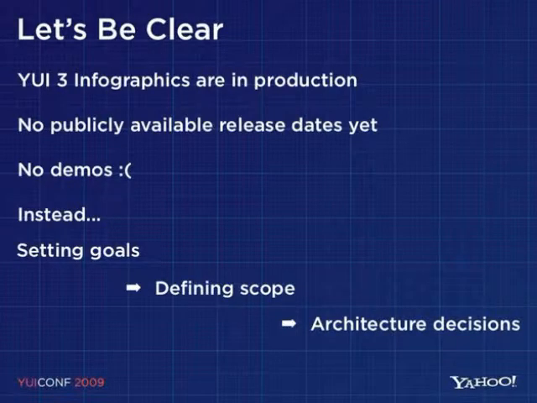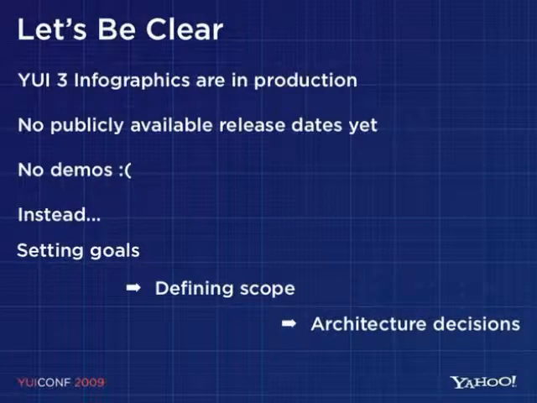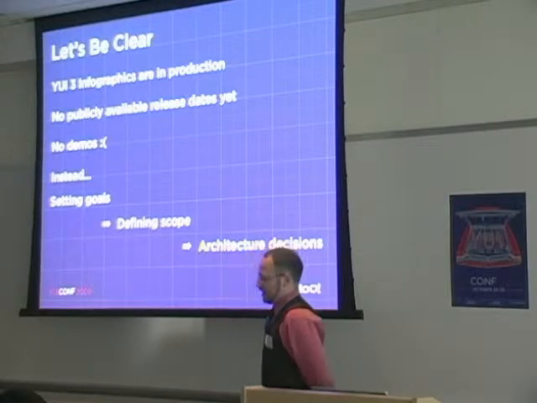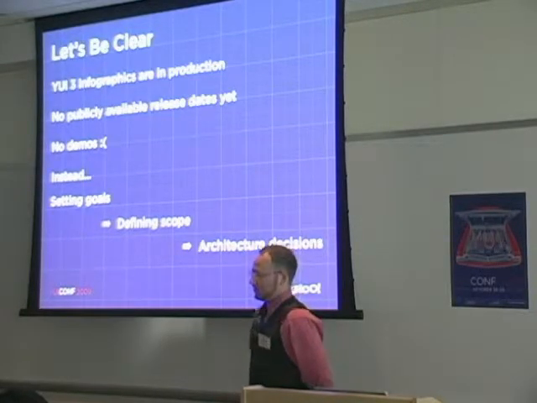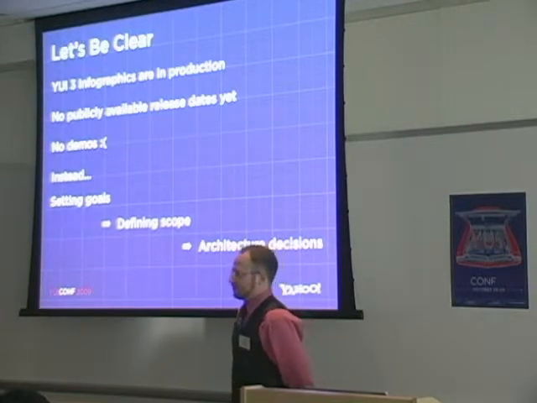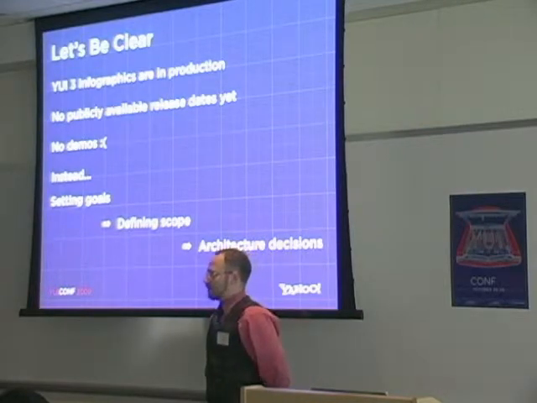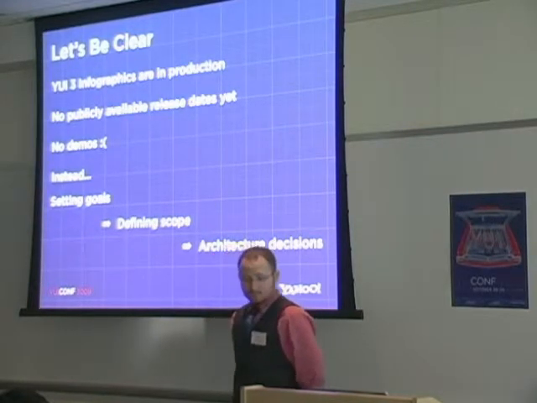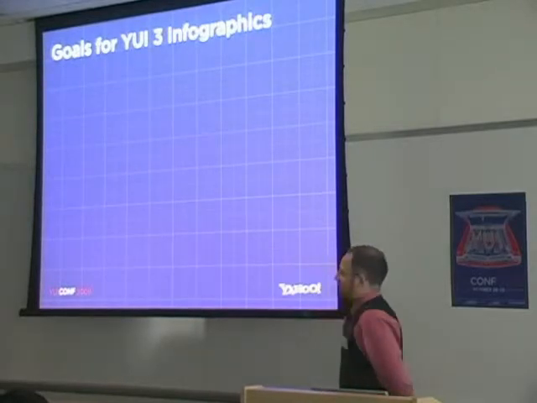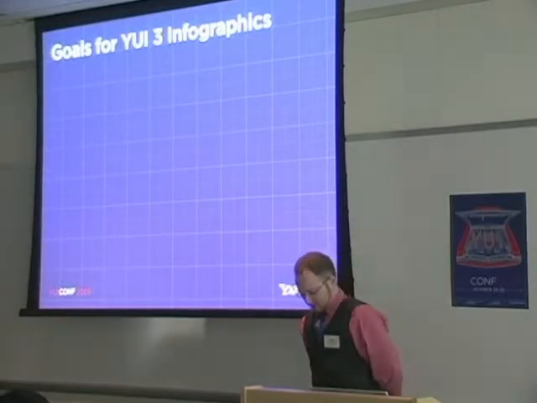Quite a few things have changed from YUI 2 going to YUI 3. And we think those are sufficiently interesting for you to hear about to sort of get an idea of how architecture decisions are made. So let's start with the goals. Sort of where did we start?